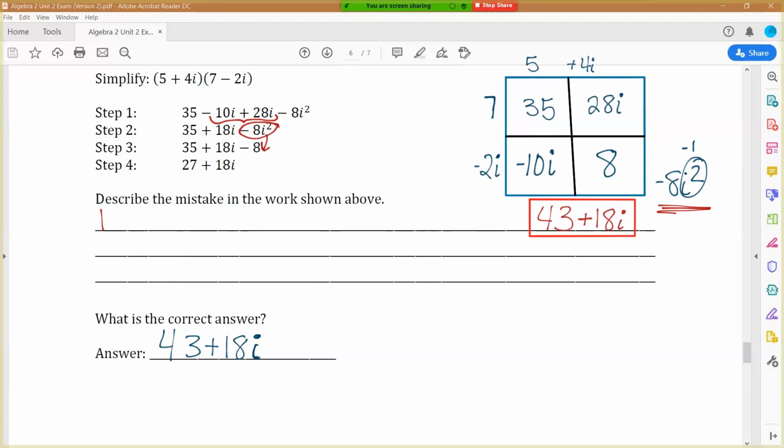So you could tell me in step 3, the negative 8 should be positive 8 because your negative 8i squared becomes negative 8 times negative 1, which is positive.